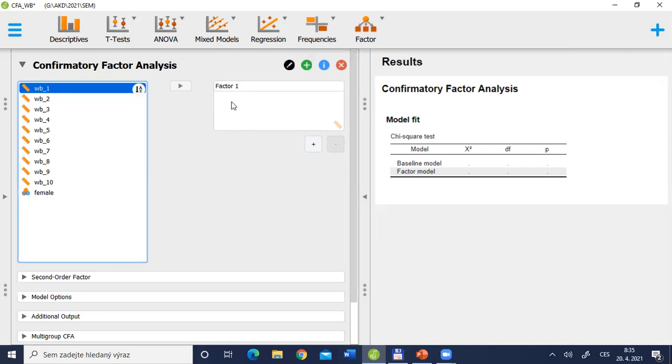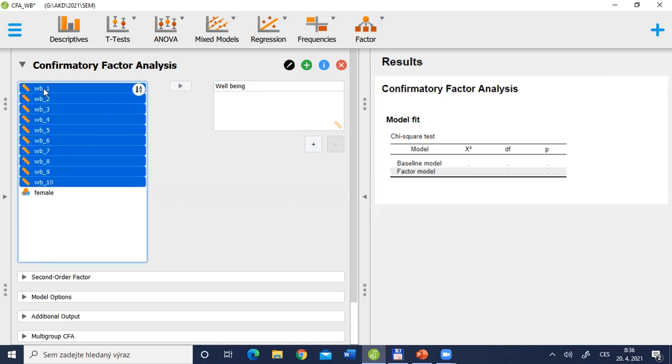Here it is expected that you would define individual factors, and if you would like to change the name of this factor, so for example here it is factor 1 and you would like to type well-being, you can type well-being and the first factor would be called well-being. You can change the name of this factor as the first step. Then you would take these variables, WB1 up to WB10, and you can define these variables.